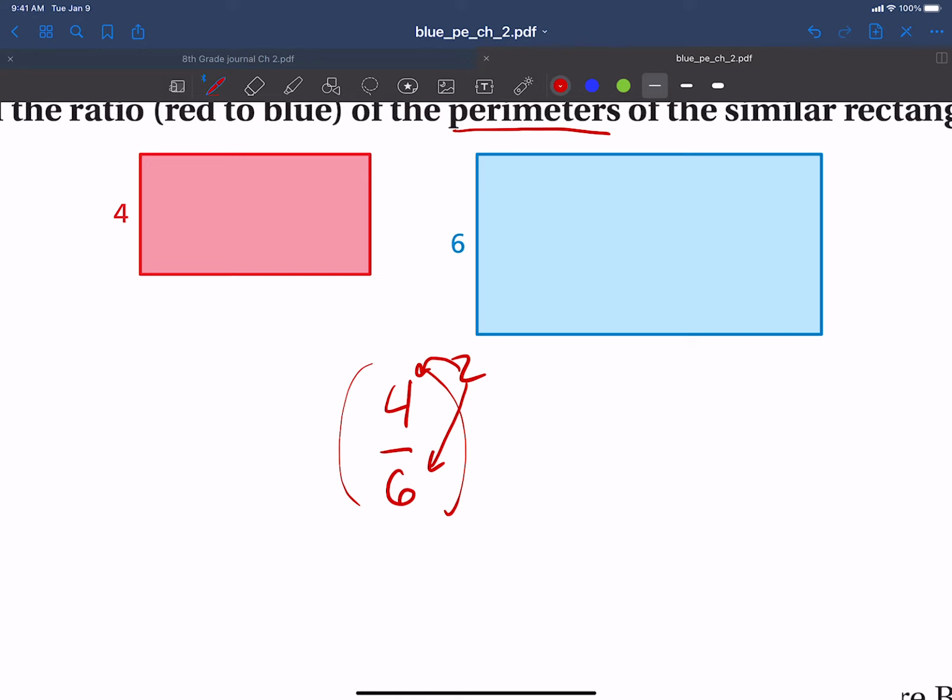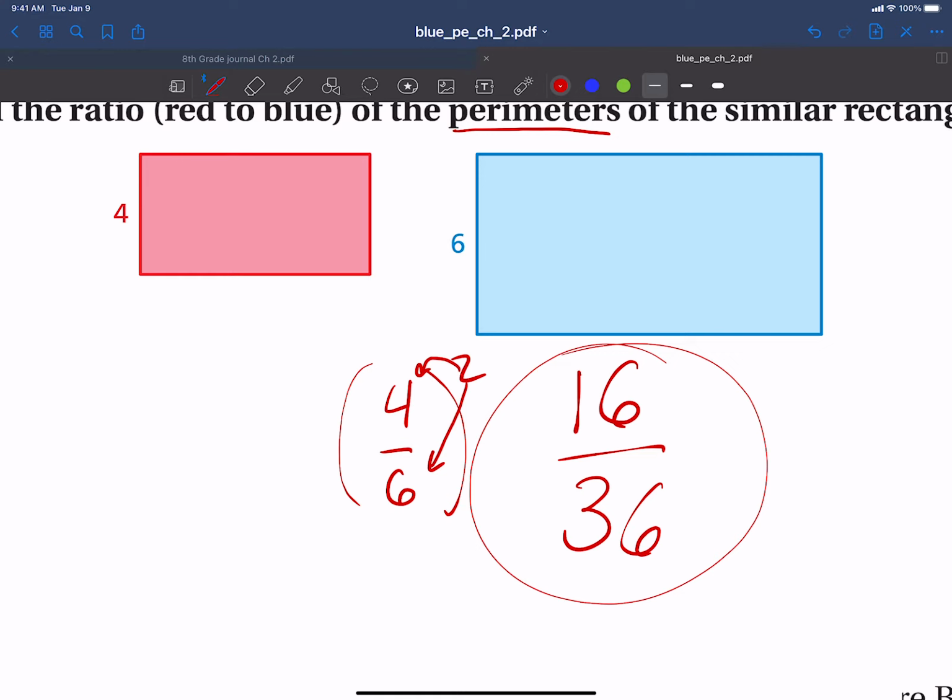Do you guys remember what squared means? It's a number times itself. So what's 4 times 4? 8? No, 16. Not plus. 16. What's 6 times 6? 36. That's your answer. So it's just the same thing as perimeter but squared. Do you reduce if it can be reduced? Nope. Leave it just like that, even though that one can be reduced, because they're even. But no, just leave it just like that.